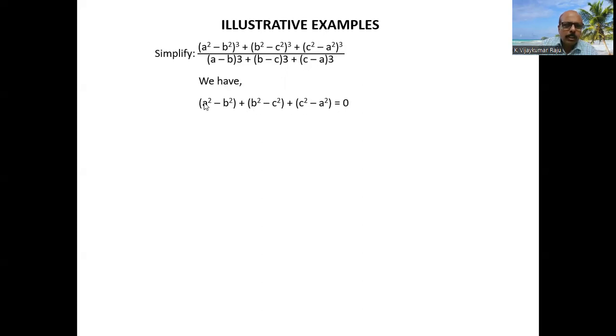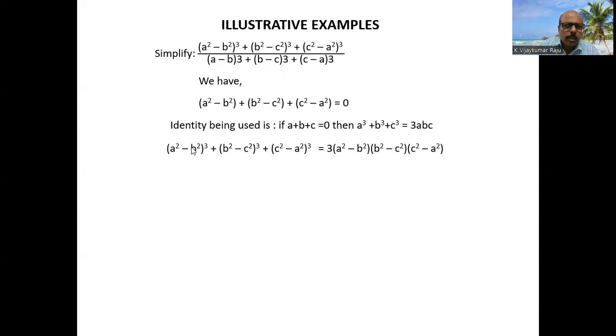Okay. So a square minus b square, b square minus c square, and c square minus a square. You see what is this? A square minus a square cancels. B square plus b square cancels. Minus c square plus c square. Everything cancels. So that means the sum is 0. If a plus b plus c is 0, then using the identity, a raised to 3 plus b raised to 3 plus c raised to 3 must be 3 into a into b into c. So the numerator takes the form: a square minus b square raised to 3, this becomes 3 into a square minus b square, b square minus c square, and c square minus a square.